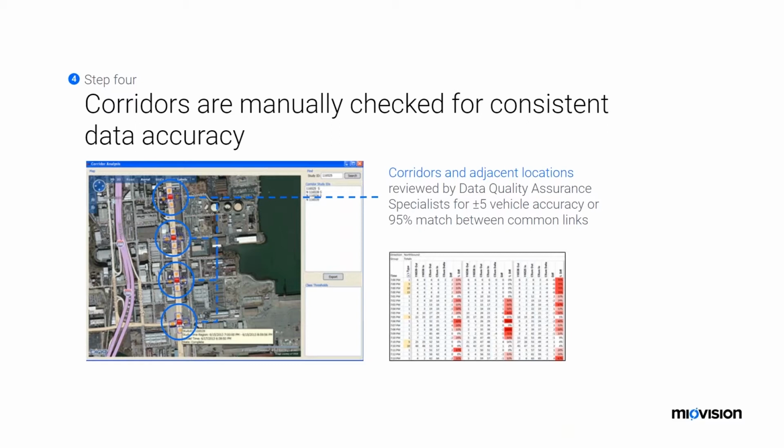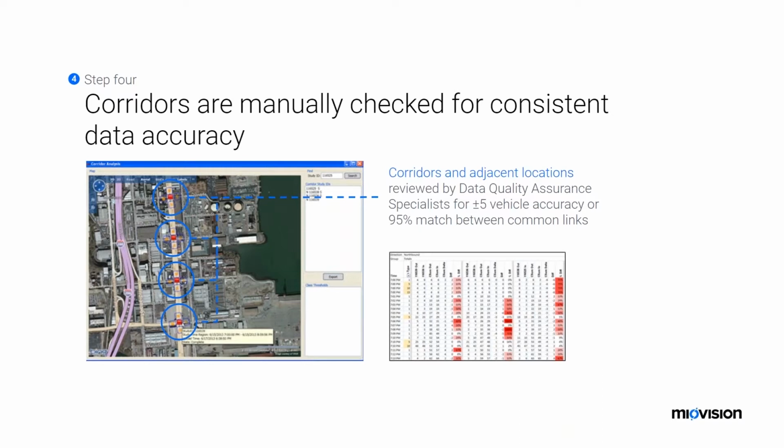Something that might cause a corridor to look inaccurate could be a school or large office building in between two intersections. So this could cause a loss of vehicles in the morning and a corresponding gain of vehicles in the afternoon. So the data quality assurance actually likes seeing these variances because they know that all the vehicles are still accounted for throughout the day. Corridor check ensures data alignment between the two intersections.